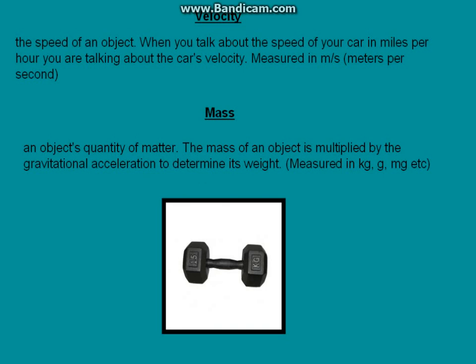Mass: mass is the object's quantity of matter. The mass of an object is multiplied by the gravitational acceleration to determine its weight. Mass can be measured in kilograms, grams, milligrams, or micrograms.